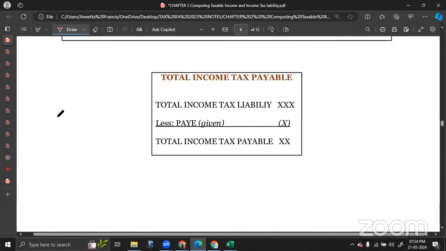Then, if the question asks you specifically to calculate your income tax payable, keep in mind it is your total income tax liability minus PAYE. So the PAYE amount will be given in the question, pay as you earn. This amount was already deducted from your salary during the tax year. The excess amount of liability is what you have to pay to your tax authority, which is your total income tax payable.